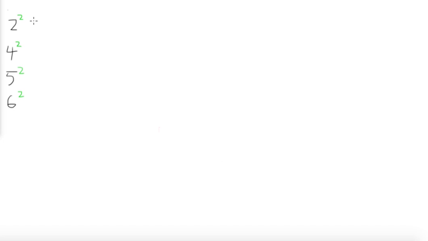It's simple. All it means is 2 times 2, 4 times 4, 5 times 5, and 6 times 6, okay? Now, all you're going to do is do 2 times 2 is 4, and this is 16, this is 25, and this is 36, okay?